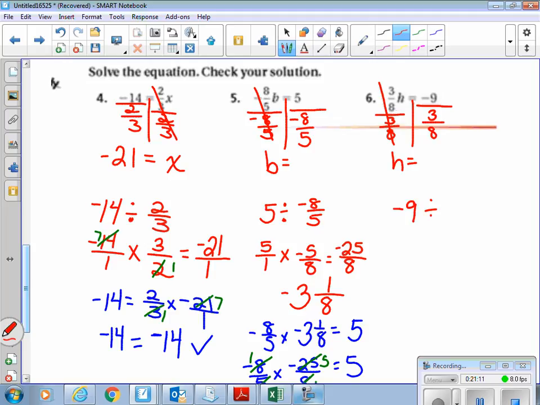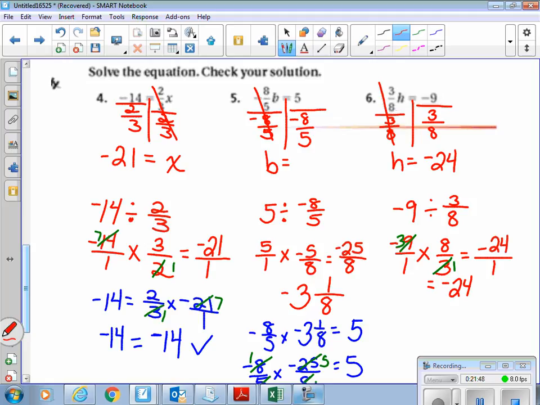Negative 9 divided by 3/8. Keep my negative 9, just write it as a fraction. Change from division to multiplication, and flip 3/8, its reciprocal would be 8 over 3. Then look diagonally to see if I can cancel. 3 and 9 are both divisible by 3. 3 divided by 3 is 1. 9 divided by 3 is 3. We're now looking at a negative 3 times 8, which would give me a negative 24. And 1 times 1 is simply 1. Final answer just being negative 24. So we have h equals negative 24.